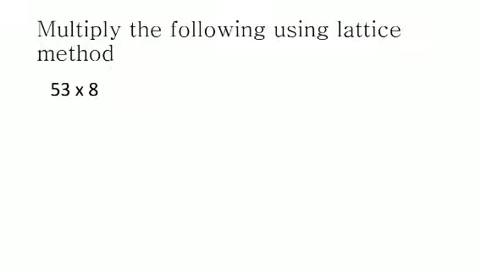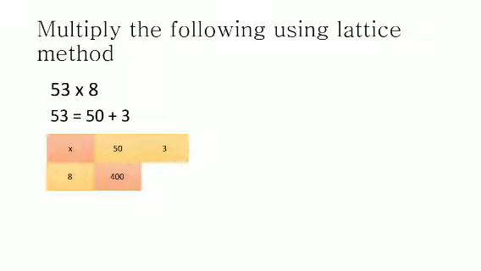53 into 8. So we will expand 53 is equal to 50 plus 3. Now we will put multiplication sign. Next to it we will write expand form, that is 50 and 3. Below multiplication sign we will write 8. Now we will multiply 8 into 50. We will get 400. Now we will multiply 8 into 3. We will get 24. Now the product which we have got, we will add these two products.